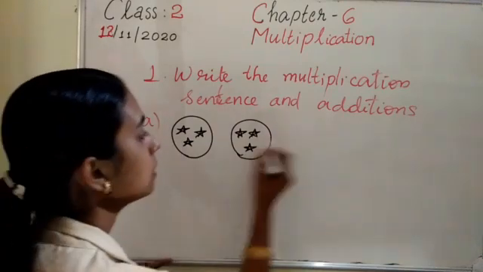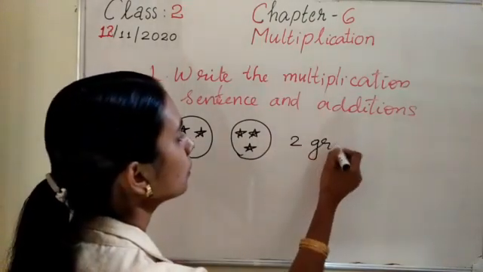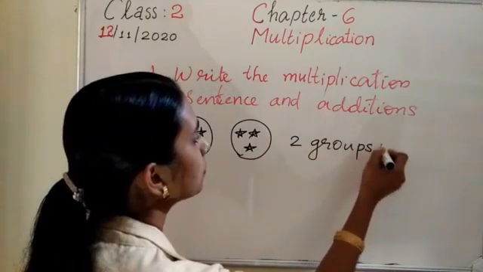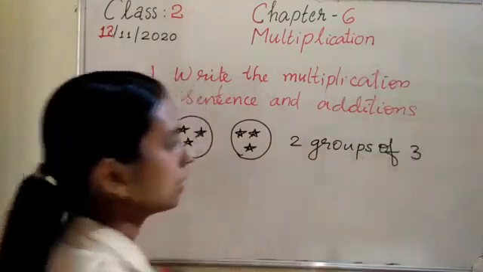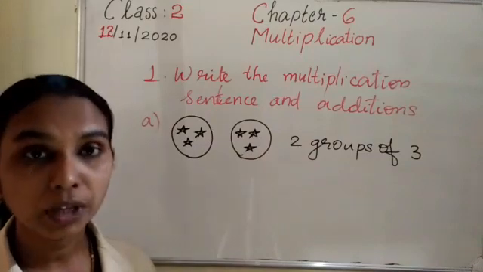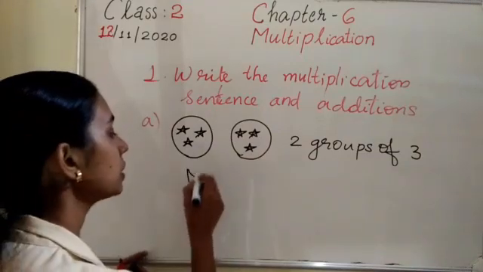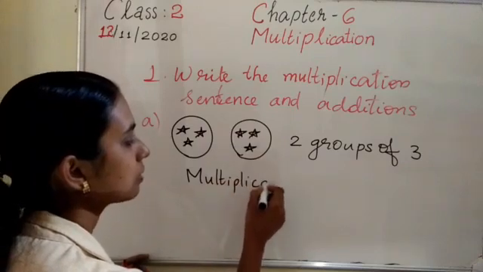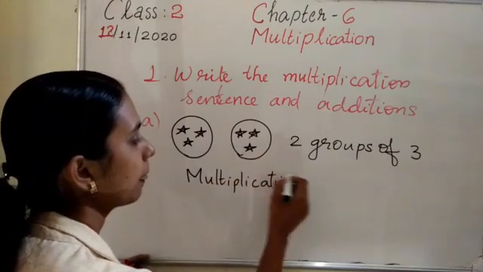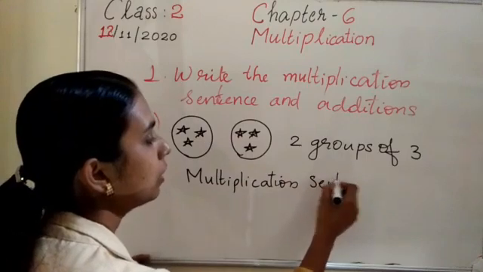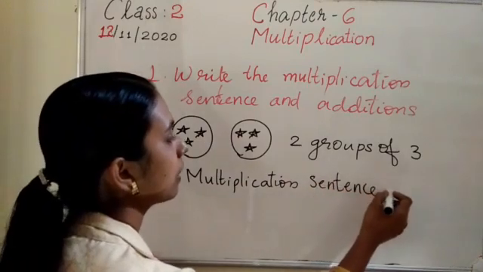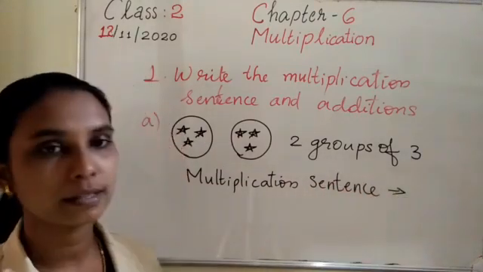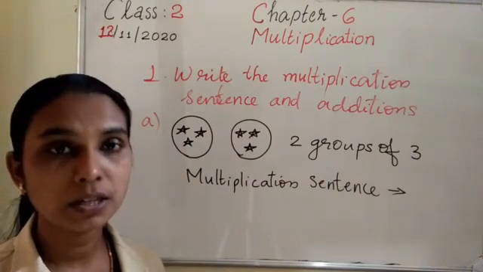This we represent as 2 groups of 3. 2 groups of 3. How to write the multiplication sentence? Use the multiplication sign and write the multiplication sentence. What is a multiplication sentence?